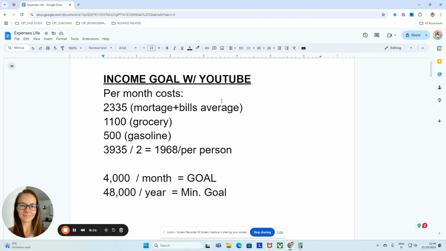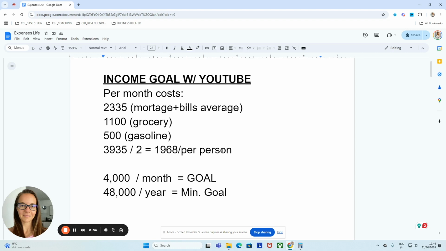So my goal with YouTube originally was to make $4,000 a month. This is my per month costs with our house. So our mortgage plus bills average per month is around $2,300. Groceries for the month is around $1,100. Gasoline for the month is around $500. And this is mostly due to my husband's traveling. My gas per month is about 100 euros. And then I added this all up, 3,935, and I divided it by 2. We each pay our half, 1,968 per person.